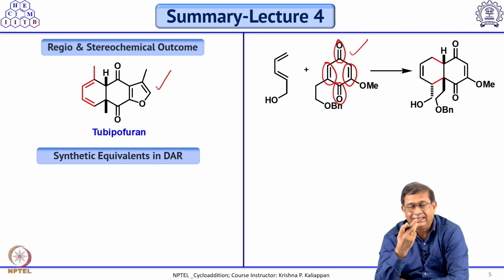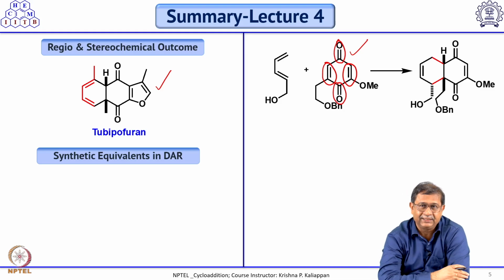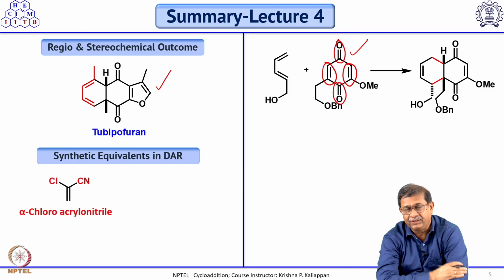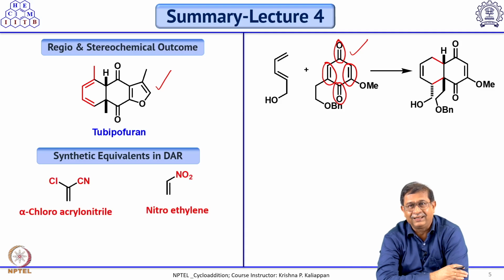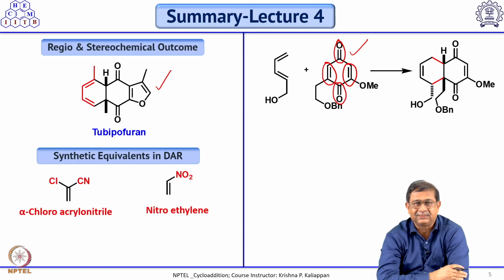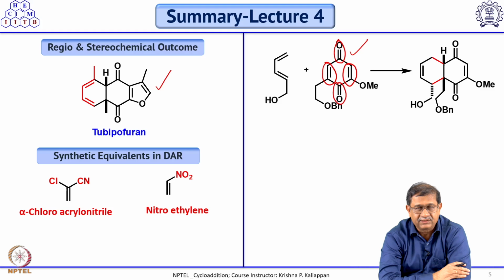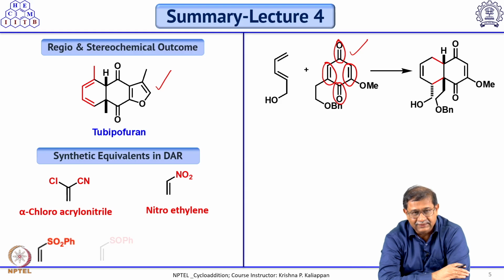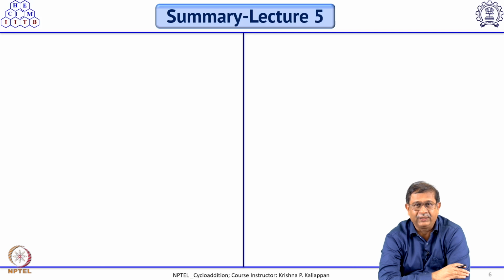For example, ketenes cannot be used directly as a dienophile in Diels-Alder reaction. So you have to use some synthetic equivalents. For example, we used alpha-chloroacrylonitrile and nitroethylene. These two were successfully used in Diels-Alder reaction as ketene equivalents, and phenyl vinyl sulfone has been used as ethylene equivalent, and phenyl vinyl sulfoxide has been used as acetylene equivalent.